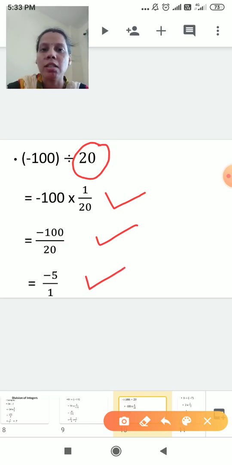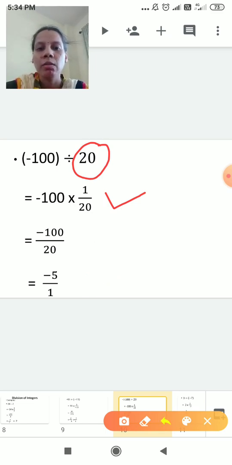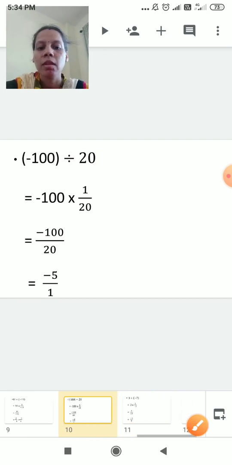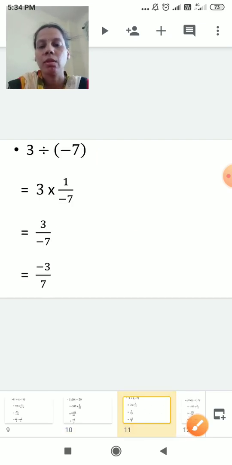Now here in the answer we got the negative sign in the numerator. So there is no need to write it again as 5 upon minus 1. You will write down minus 5 upon 1 as it is. So I hope you are clear with these sums. Okay. Now we'll see the next sum.